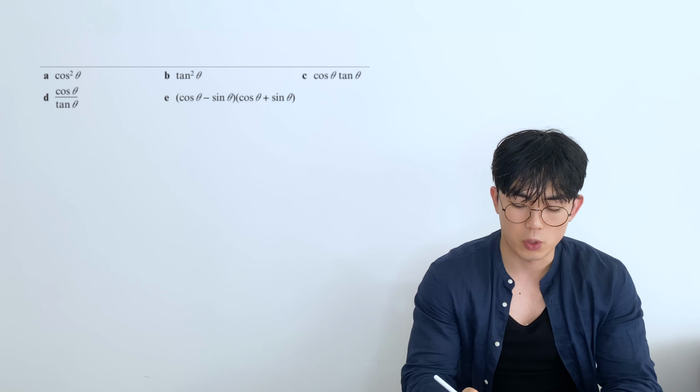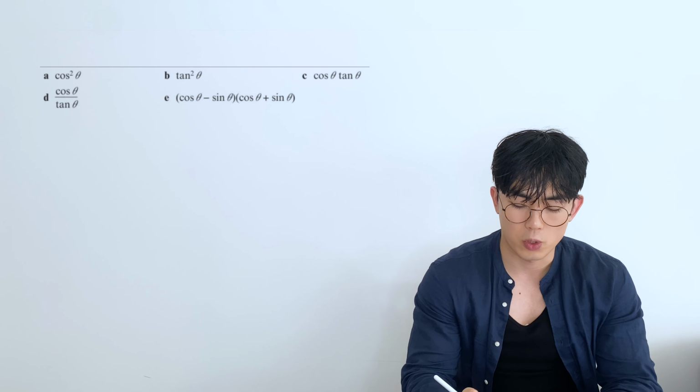So we have cos theta over tan theta. Let's simplify this a bit. So we know cos theta, that's just cos theta. Tan theta we learned earlier was sine over cos, right? It's going to be sine theta over cos theta. Which means what? We're going to have cos theta times cos theta over sine theta, which will give us cos squared theta over sine theta.